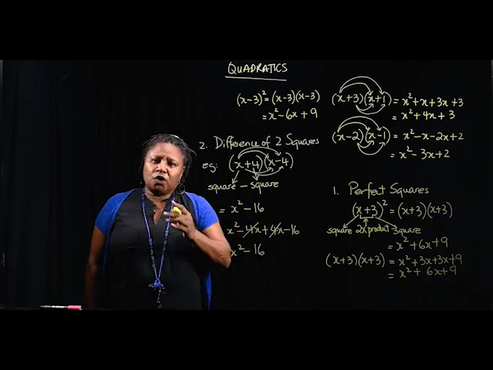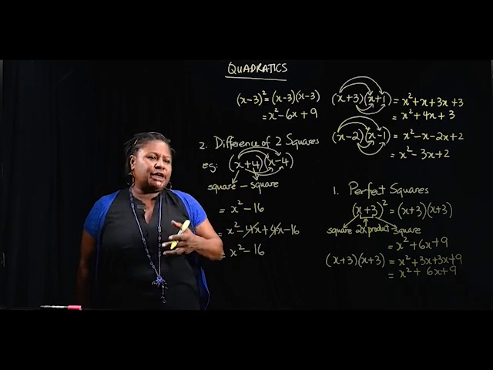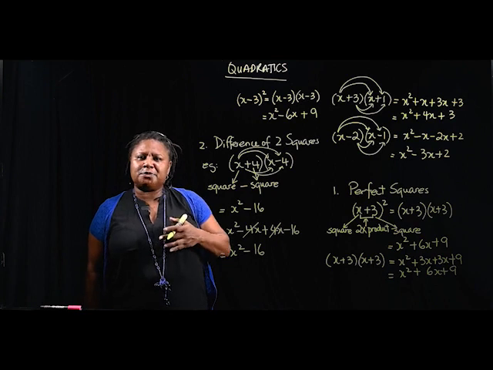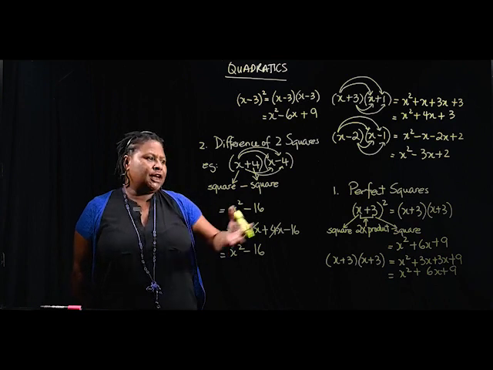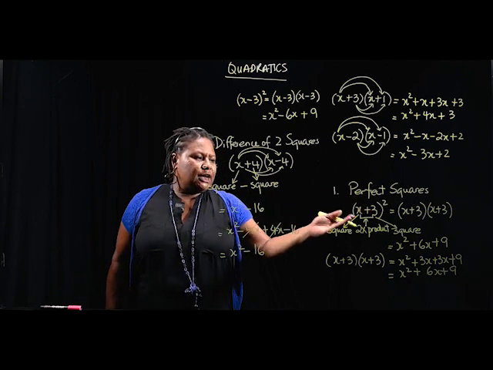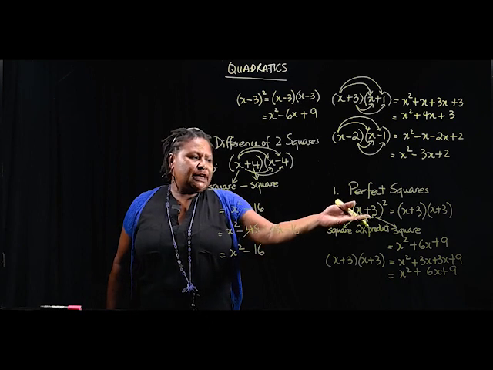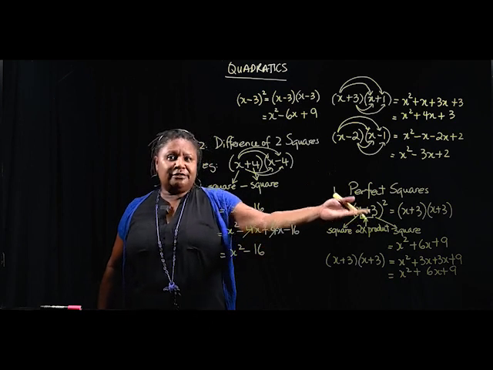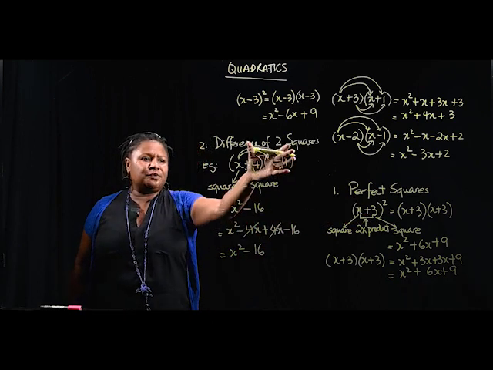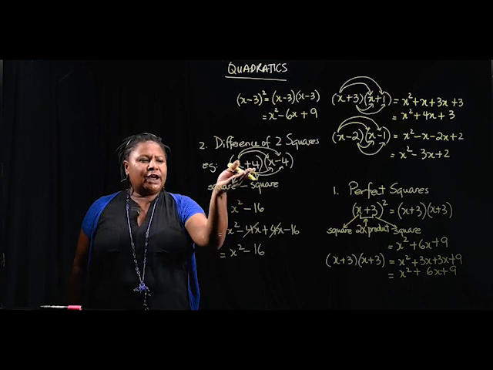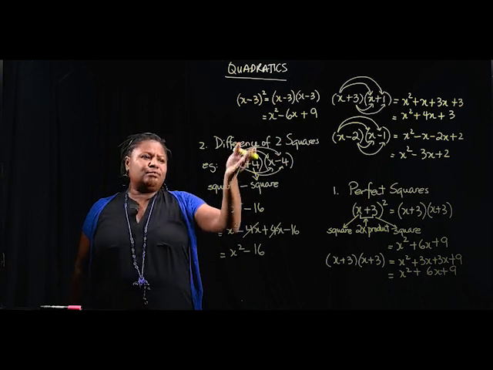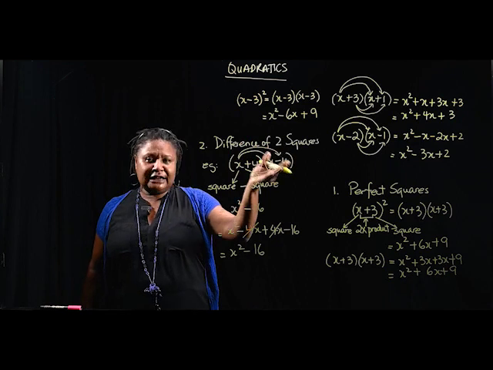So those are the special cases when we are multiplying one linear expression by another linear expression. We have perfect squares, where the linear expression is multiplied by itself. And we have the difference of two squares, where one linear expression is positive and is multiplied by its negative.